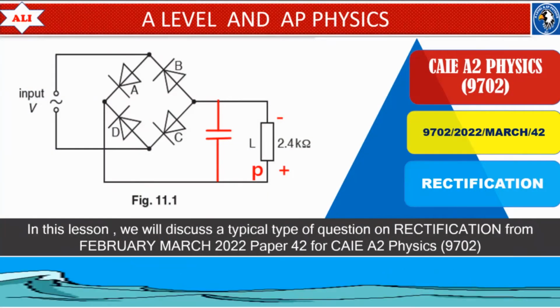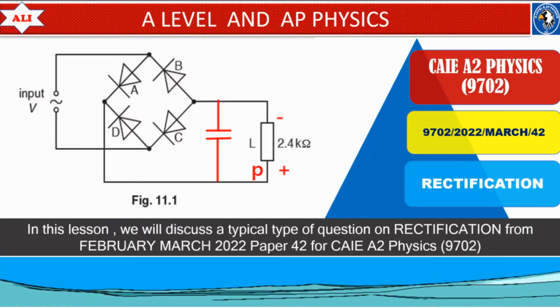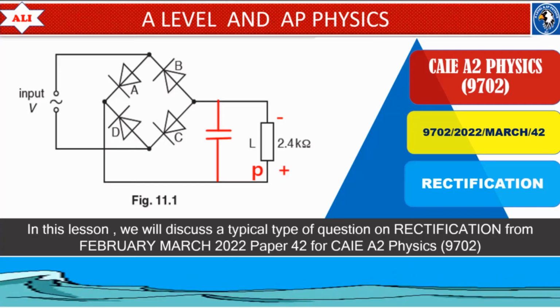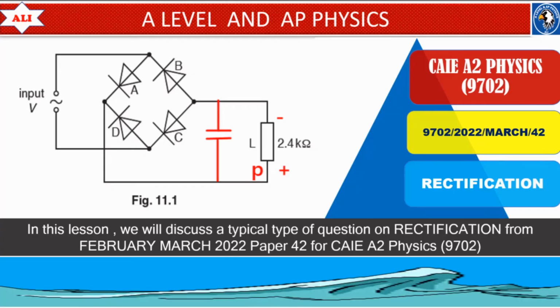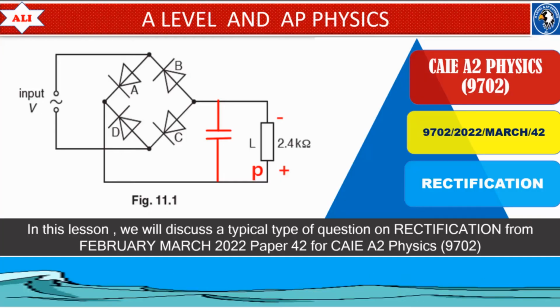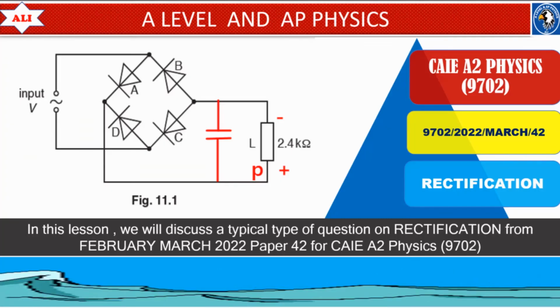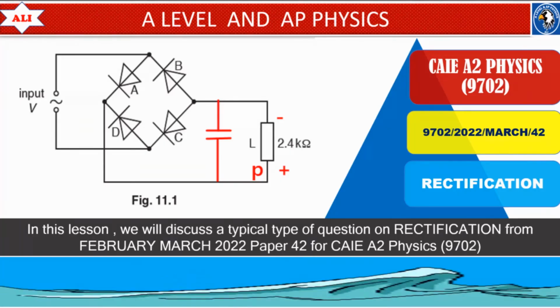In today's lesson, we will discuss a typical type of question on rectification from March 2022, paper 4, variant 2. In this lesson, we will discuss how to complete a full wave rectification circuit, and also how to write the equation for a sine graph. At the end of the video, we will also discuss how to calculate mean power dissipated in a resistor.